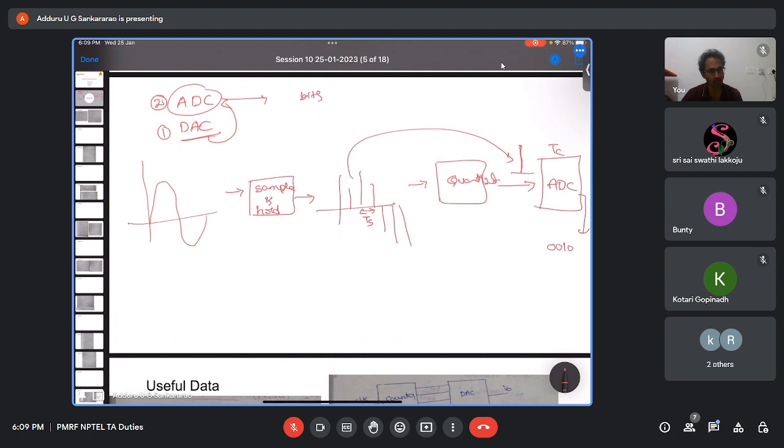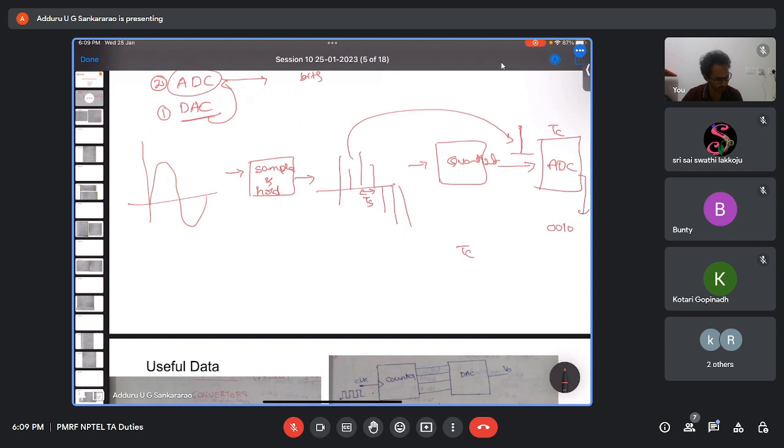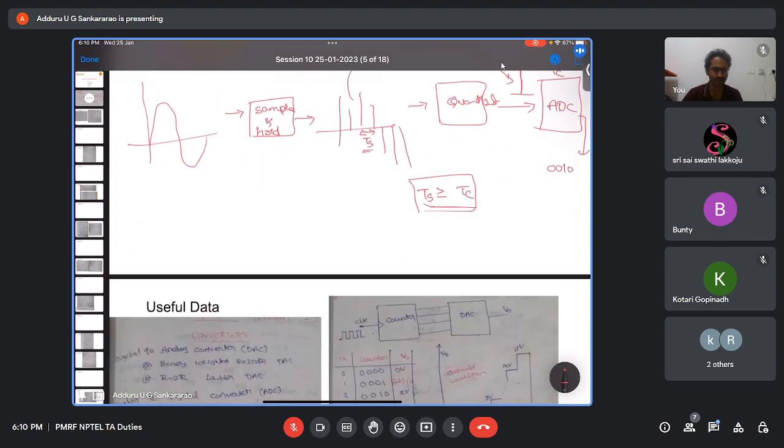So for successful conversion, TS should be greater than or equal to TC. That means the next sample should arrive only after the complete conversion takes place. That means the sampling interval TS should be greater than or equal to TC. Greater than, generally we take, because conversion takes some time. So the next sample should come only after successful conversion of the present sample. And this is an overview of ADC.